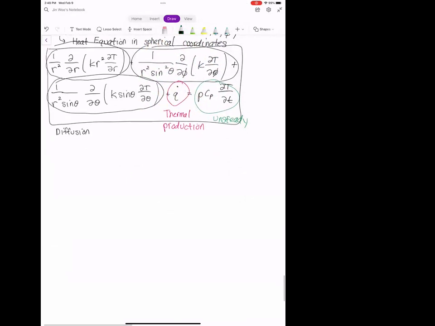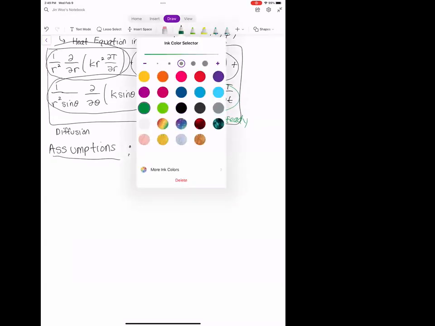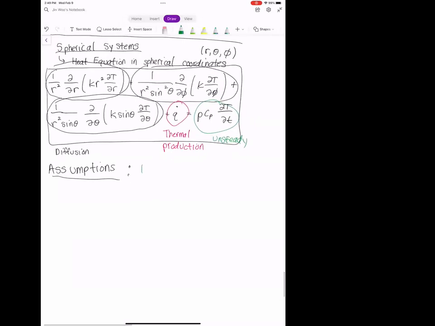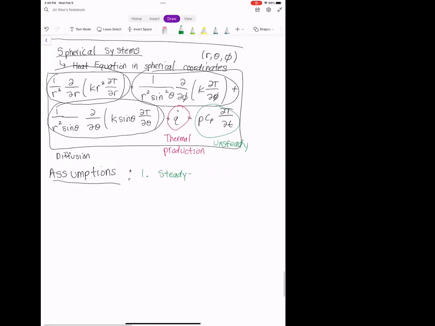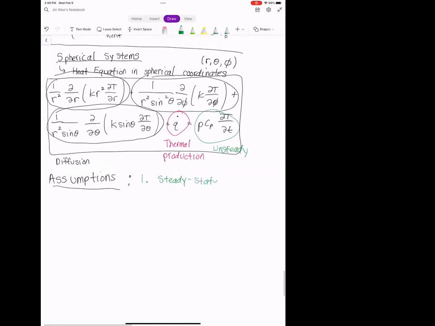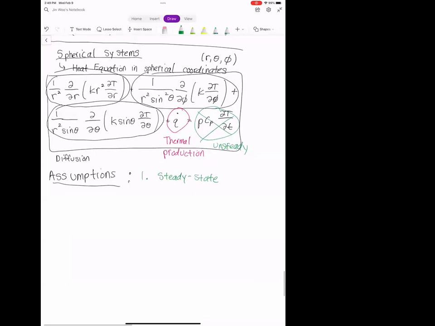Even though the heat equation looks mathematically very different from our Cartesian and cylindrical versions, it has all the same components. They just take different mathematical forms because it's a different coordinate system. Of course, we can't solve this as it is because it's too crazy, so we're going to apply assumptions. Let me color code these so you know what terms I'm canceling out. The first thing we're going to do is make the steady state assumption, so we cancel out the unsteady term.